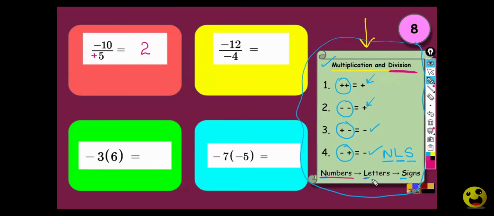Next on the list is letters. Does it have any letters in this particular red question? No. So be happy. We skip the letters part because it doesn't have any letters. Does it have any signs? Yeah. We divide a minus by a positive. When these signs are different, when you have a minus and a positive, your final answer will be what? Minus. That's the end of the question. That is it.